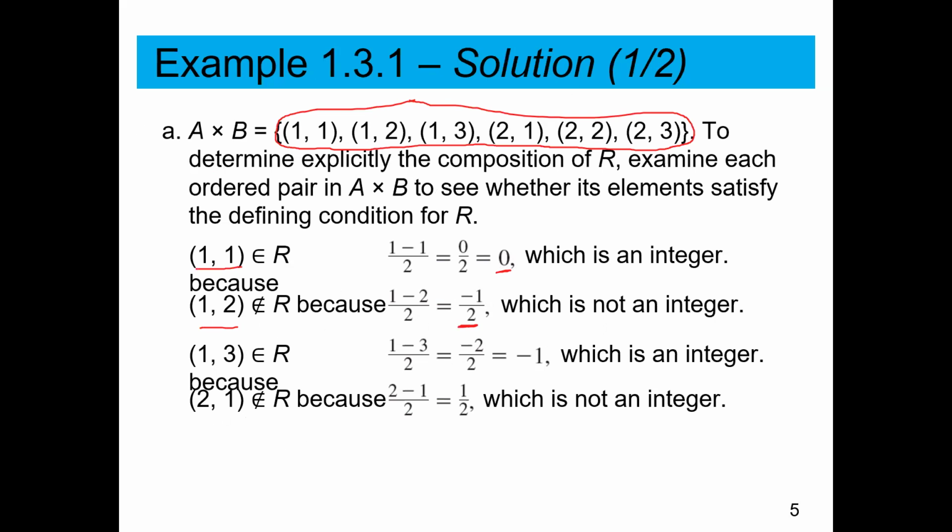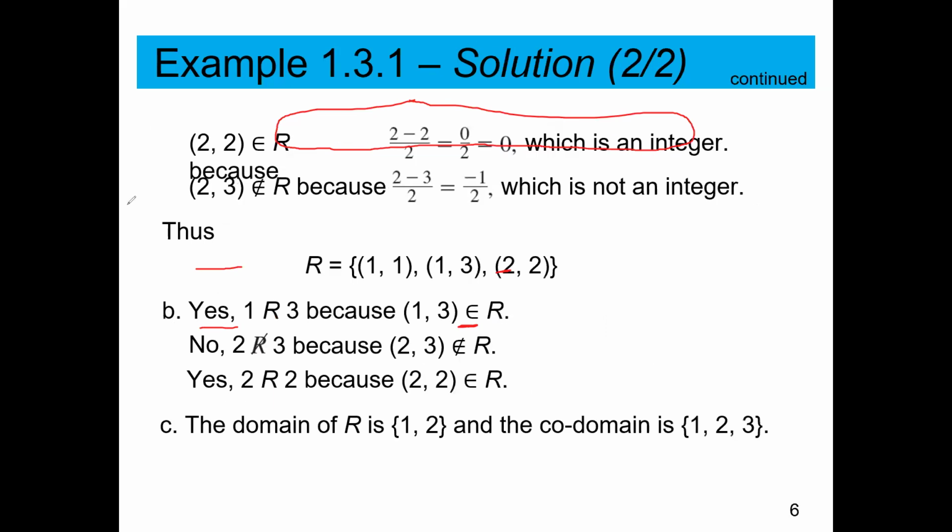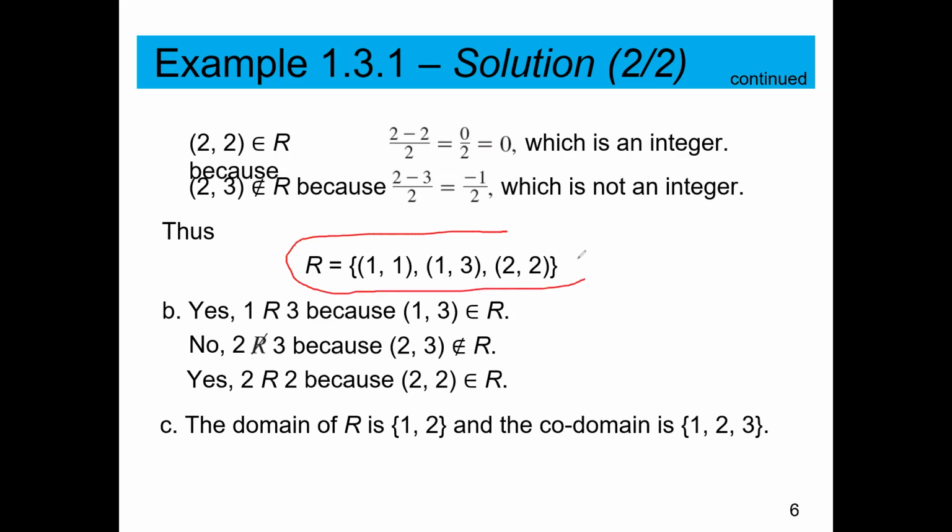We can continue this by looking at the very next page. And again, we see that (2, 2) is in, but (2, 3) is not. So the relationship is actually, notice, a subset of the Cartesian product. It is only a portion of it. So these ordered pairs are the ordered pairs in my relationship.